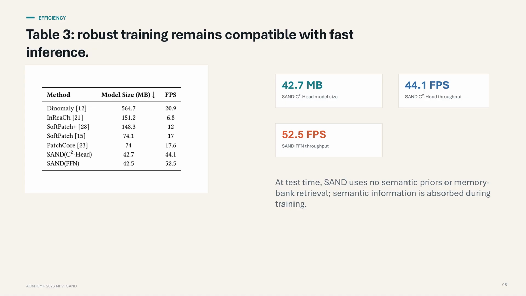The C-squared head version is 42.7 megabytes and runs at 44.1 frames per second on an RTX 4090. The FFN version reaches 52.5 frames per second. This shows that the robustness improvement is compatible with practical deployment constraints.